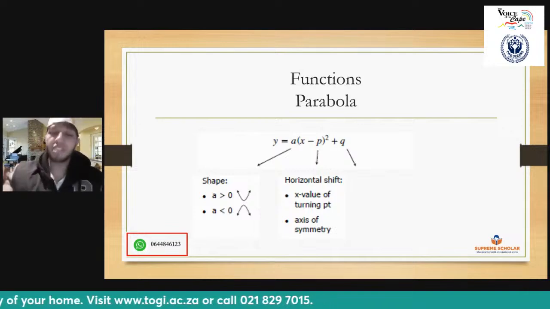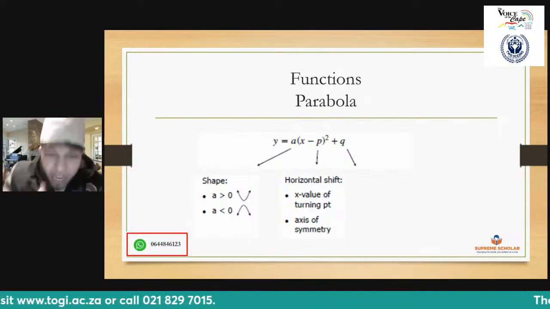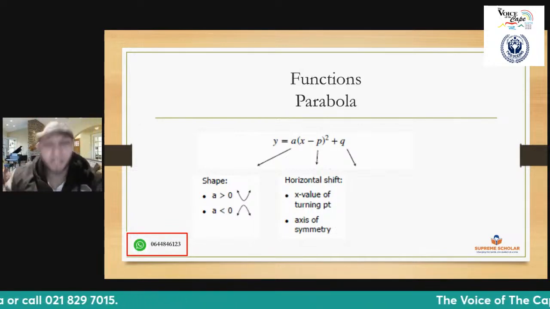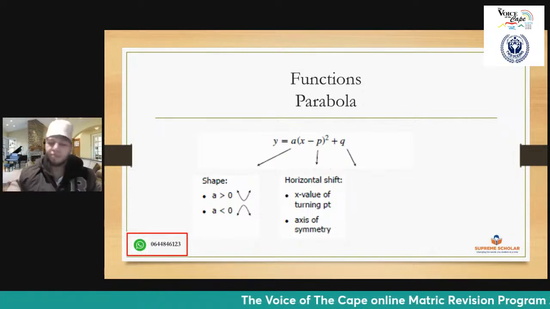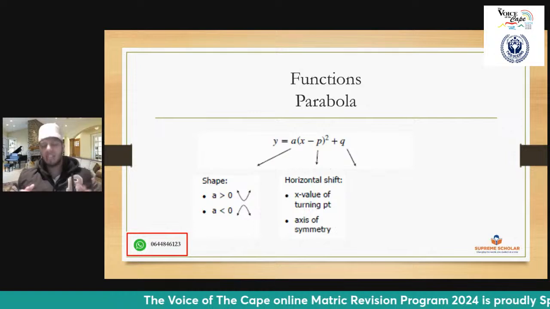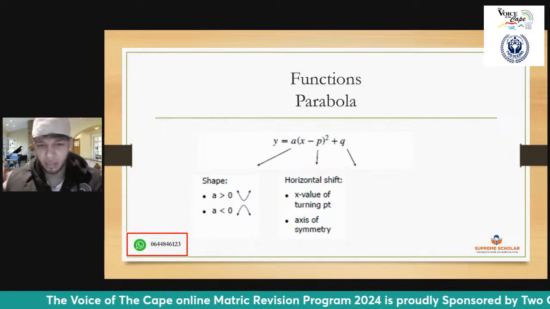So that is your axis of symmetry. Symmetry is symmetrical, halving the graph. It halves the graph, right? So it's very important to understand that point. Alright? And now I'll explain to you about the shifts.